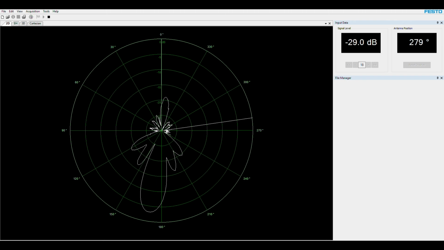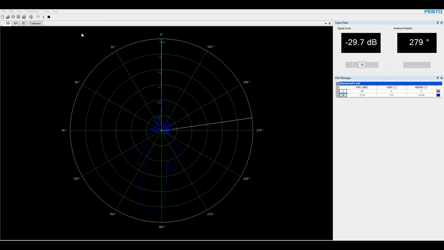So we're gonna be saving this under H plane of parallel fed patch. So this is now saved, and to be consistent with everything we've done, we set the maximum signal level to be 0, so to have this type of radiation pattern.